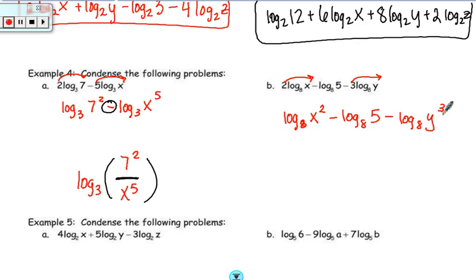Okay, so then I know I have to have log base 8 of something, and then I just start going through. X squared is what I'm going to have on top. Subtraction is my division. What's on the bottom? A 5. And what else is on the bottom? A y to the 3rd. So since I have multiple subtractions in a row, that means all of that becomes on the bottom.